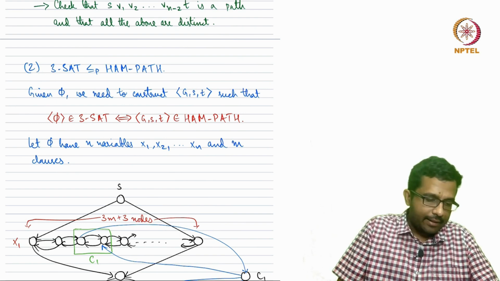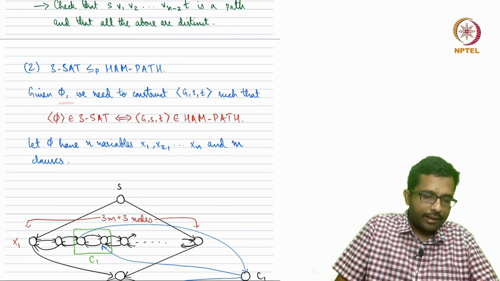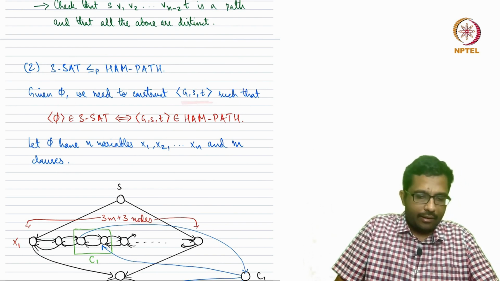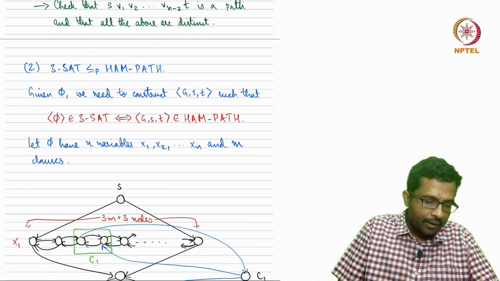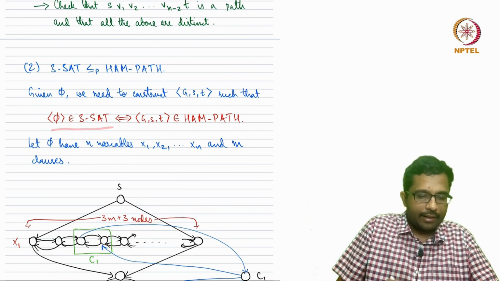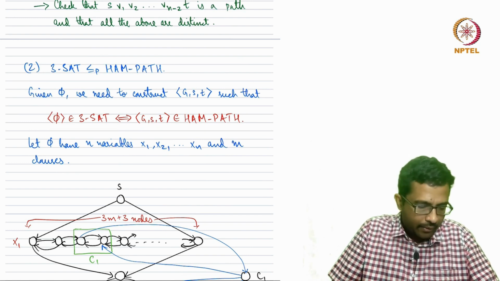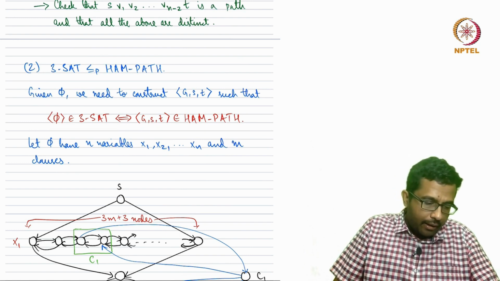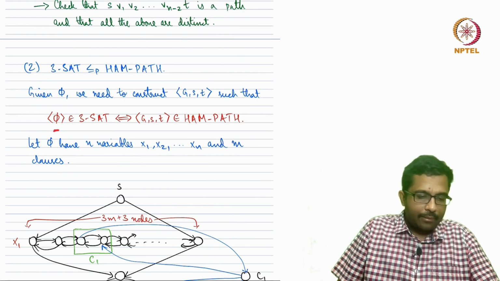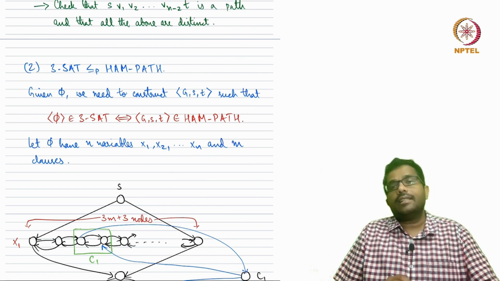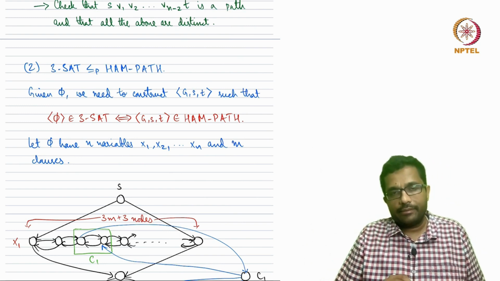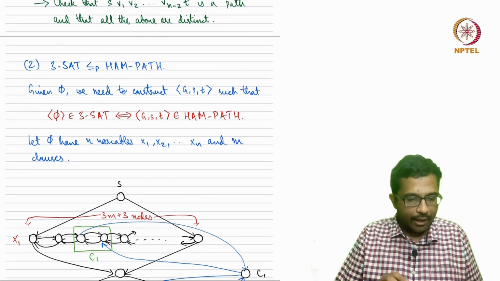So given a 3-SAT instance, let's say phi, we have to construct G, s, t, right? Which is an instance of Hamiltonian path, such that this is a yes instance of 3-SAT if and only if this is a yes instance of Hamiltonian path. In other words, phi is satisfiable if and only if the graph G has an s-t Hamiltonian path, right? So let's see how to construct this.